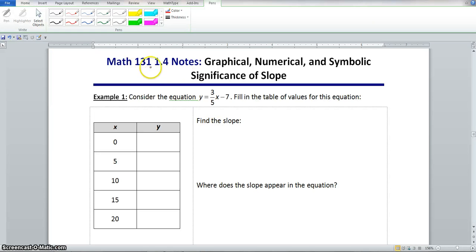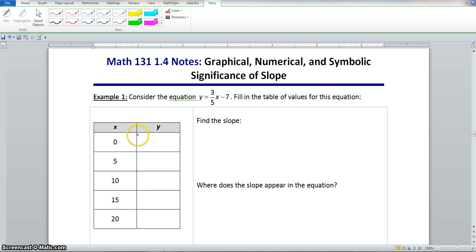Hello class, we're about to start section 1.4, Graphical, Numerical, and Symbolic Significance of Slope. Example 1, consider the equation y equals 3/5 x minus 7. Fill in the table of values for this equation. So we're substituting these values in for x and get y.